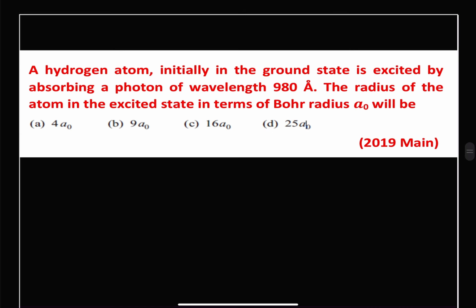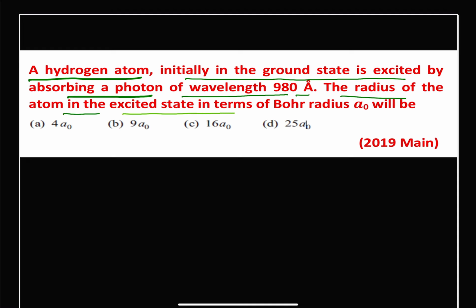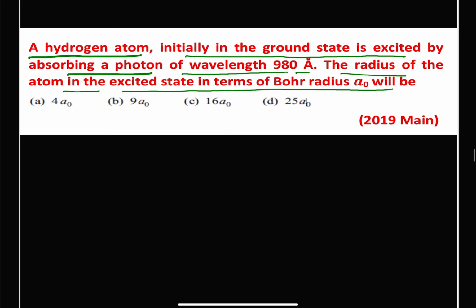Next question. It states that a hydrogen atom initially in the ground state is excited by absorbing a photon of wavelength 980 angstrom. The radius of the atom in the excited state in terms of Bohr radius a0 will be? So we are given the initial state, ground state, where n is equal to 1. Let's find our energy, and then we can move forward.